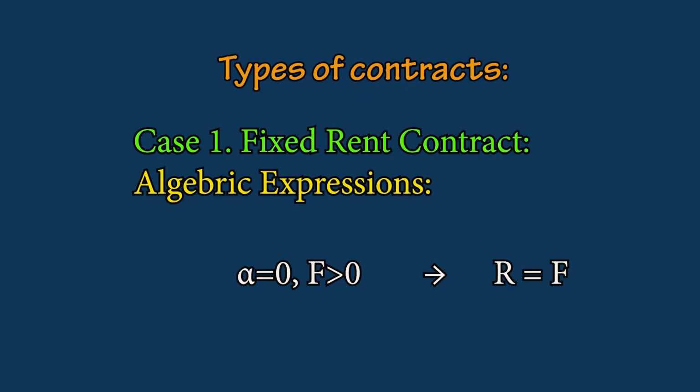Now, given this generalized form of contract, we can consider three special cases. What are they? Let us consider case 1 first. In this case, let us assume that the value of alpha is equal to 0, while the value of F is positive. So, in this case, the total rent earned by the landowner, which is represented by capital R, becomes equal to capital F, which is in fact a fixed value. So, in this case, the tenant is giving the landowner a fixed sum of money, hence the landowner is earning a certain fixed value. So, this is the case of a fixed rent contract.